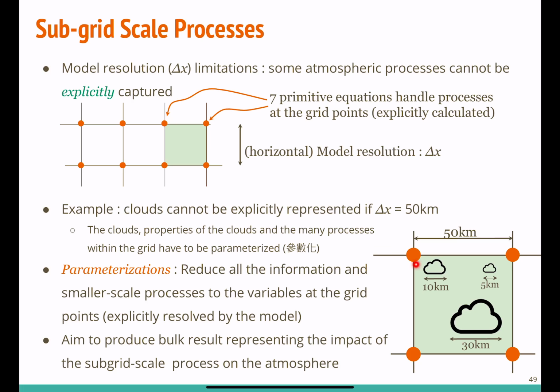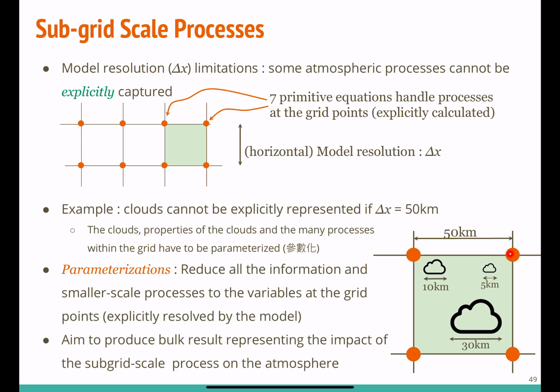For example, if you have the resolution of 50 kilometers, and then if you have clouds like these, they're with smaller size, because you don't have the representation for all the things inside. It's a subgrid scale. We need to relate the things on the grid points with the smaller scale stuff. We need to have an equation, and that's what we call parameterization. So we reduce all the information and smaller scale processes to the variables at the grid points.